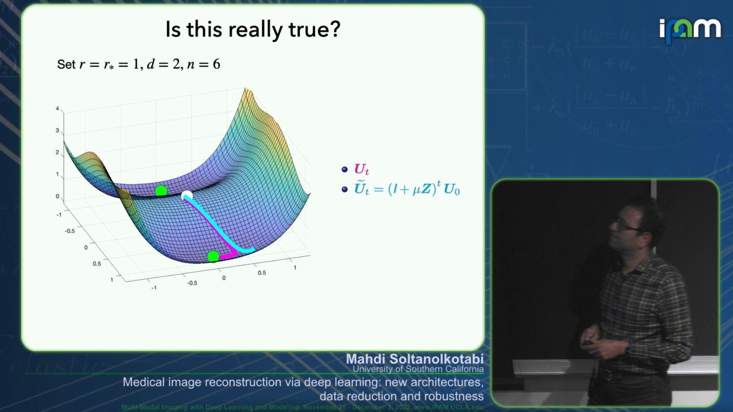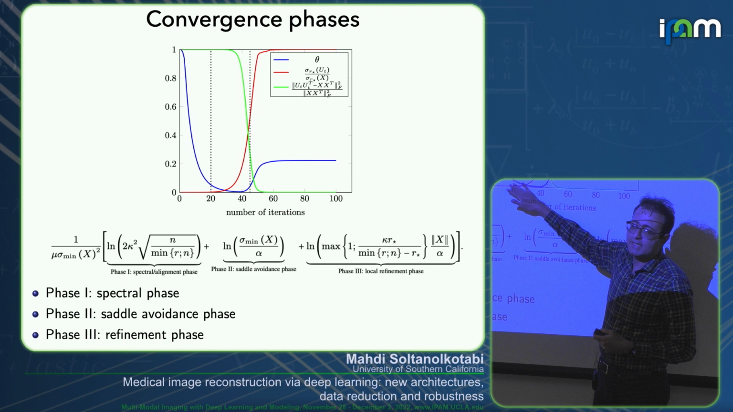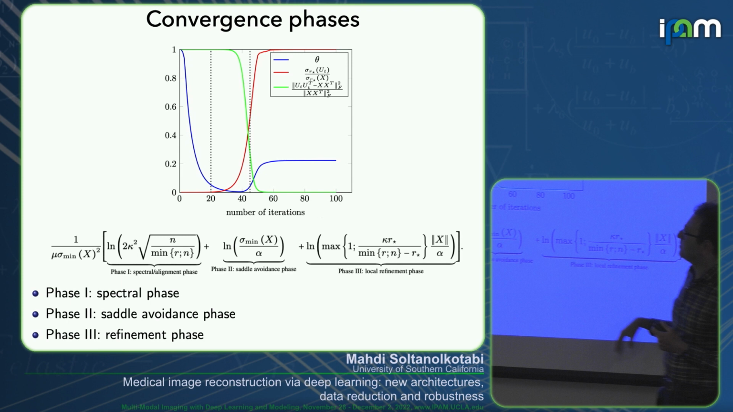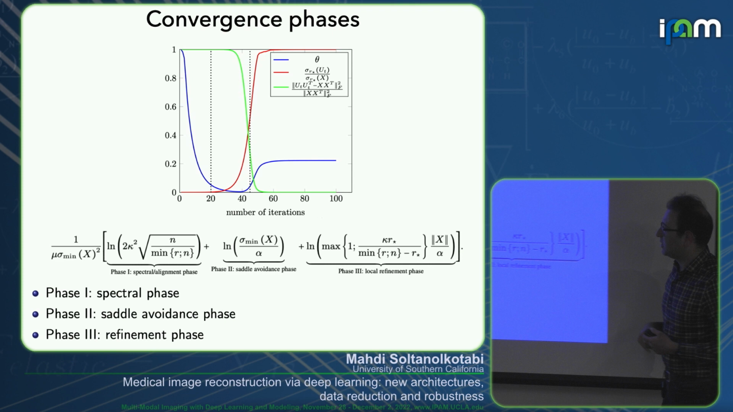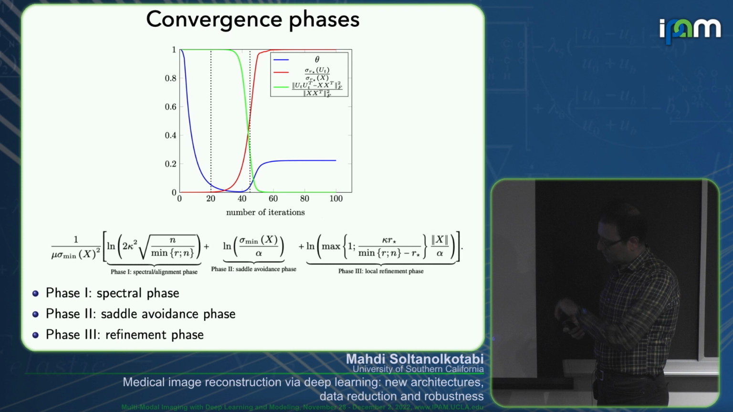The actual story is more complicated than this. There are multiple phases. There is this phase where you align these eigenvectors. Then there is a saddle avoidance phase where you escape certain saddle points. So there's a second phase. And then finally you're close enough that you can do a local convergence phase. But really the key insight that makes these proofs work is the first phase. The other two phases are a bit more technical. Okay, so that's the story for low rank stuff.